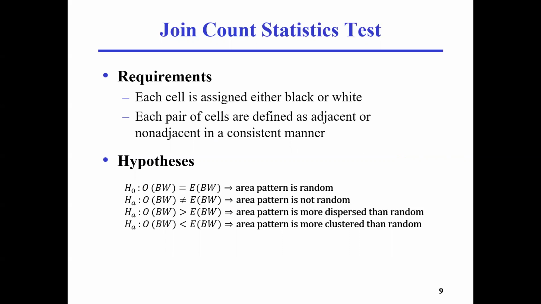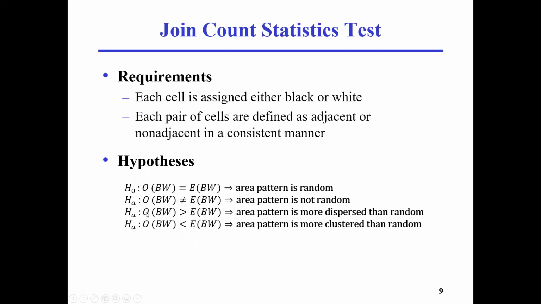As usual, our old friends, the hypotheses. The null hypothesis here is that the observed number of BW joins is equal to the expected number of BW joins. If that is the case, we say the area pattern is random. There is no spatial autocorrelation. If they're not equal to each other, we say it is not random, or there is spatial autocorrelation. That's a two-sided test.